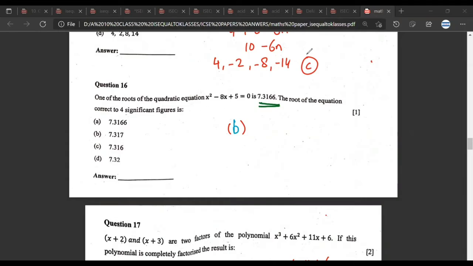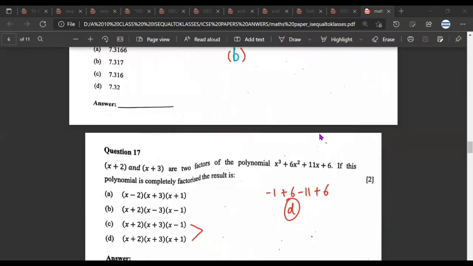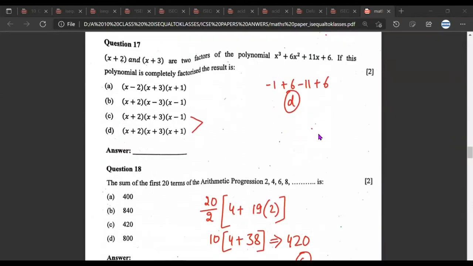Now you need to understand what significant digits are if you want to do this question. So question number 17. x plus 2 and x plus 3 are the factors of this polynomial. If this is completely factorized, the result would be, see in this question, x plus 2 and x plus 3 are given to be the factors. So this and this are automatically eliminated. The only choices that I have are these two.